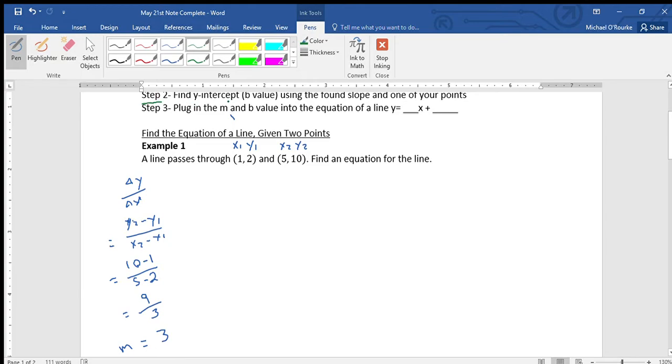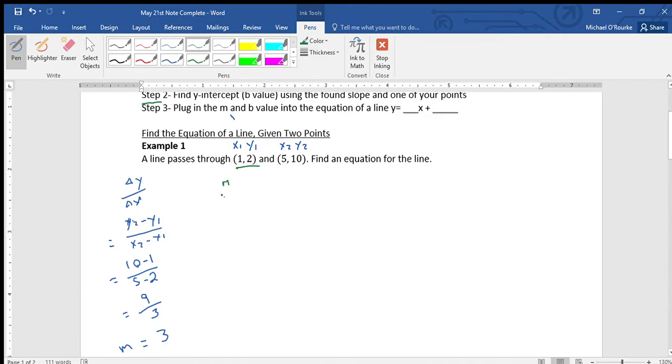So step 2 is find the y-intercept, so the b-value, using the found slope and one of your points. I'm lazy, so I like to use a point that has a 0 in it, or no negatives. I look at zeros, no negatives, and small numbers. So I'm going to pick this point here, and I'm going to write down all my information.